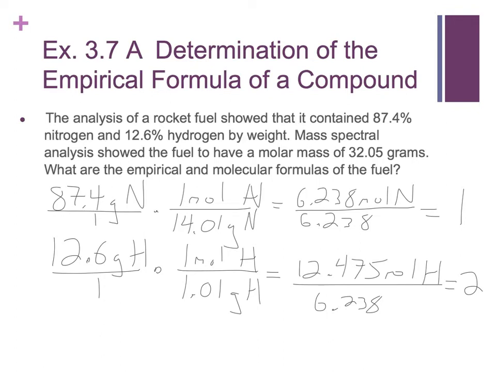Which, 6 to 12, we could kind of see that anyway. It's a 1 to 2 ratio. They won't always be that visual, but this one is. So it's a simple 1 to 2 ratio. My empirical formula is NH2.